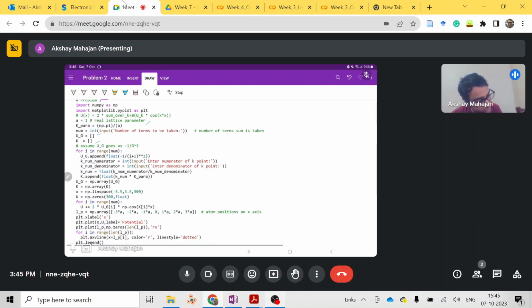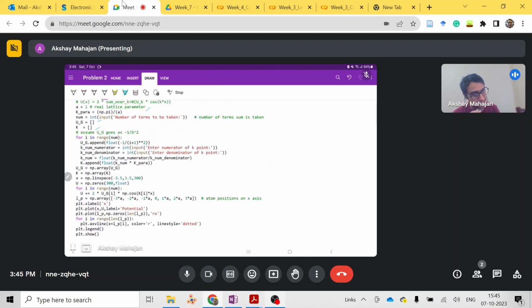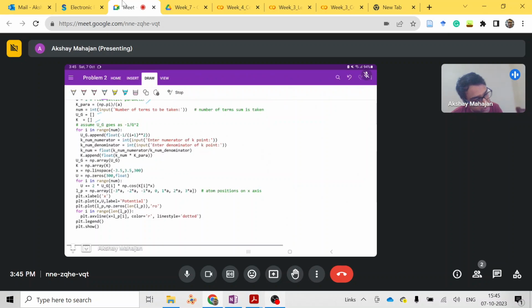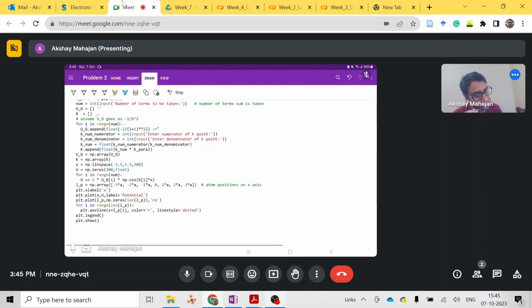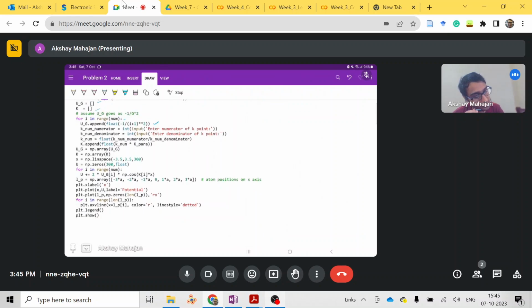For now, assume ug just goes as 1 minus 1 by g square. So in this for loop, I am just appending minus 1 upon i plus 1 whole square. That is how I am considering my ug. As we know from the lecture, it goes like 1 minus 1 by g square, or here we are considering it as some number square.